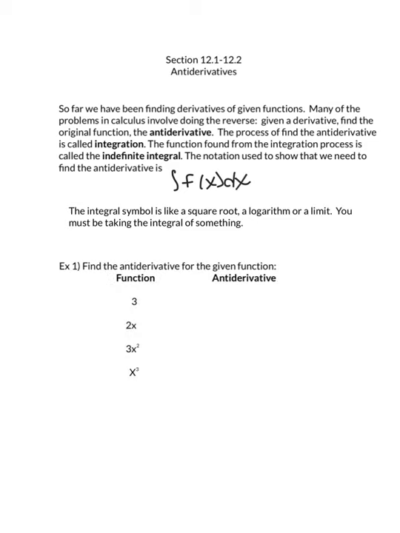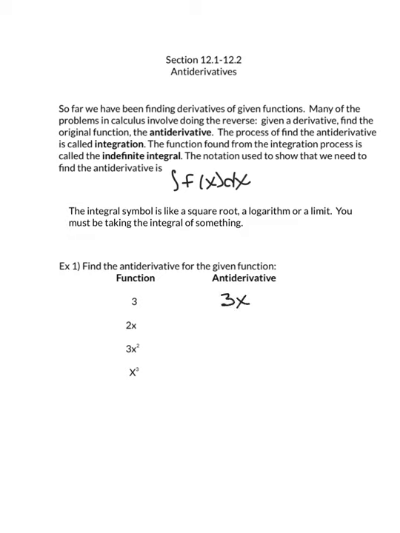For some basic practice on finding antiderivatives, in example 1, I have given you various functions, and we are going to find the antiderivative for them. So think about if you were given a function and told this is a derivative, and the function you were given was 3. What would you have taken the derivative of to get an answer of 3? If my derivative was 3, then my original function had to be 3x.